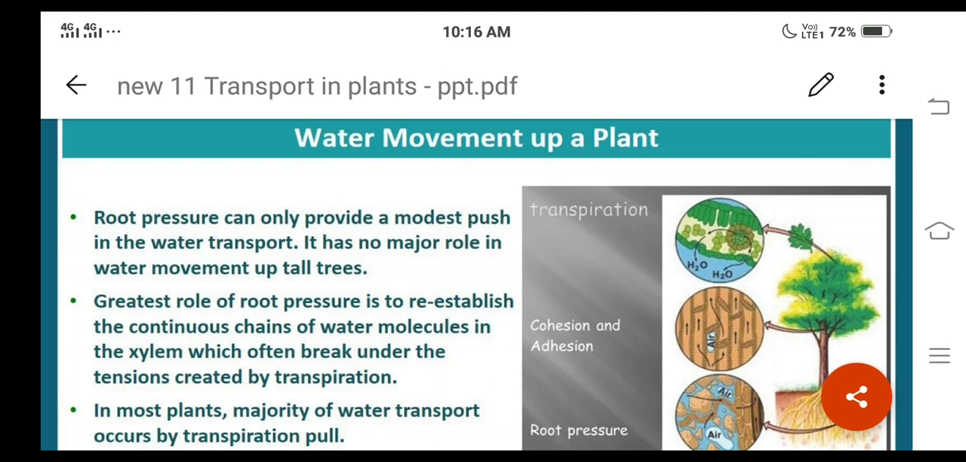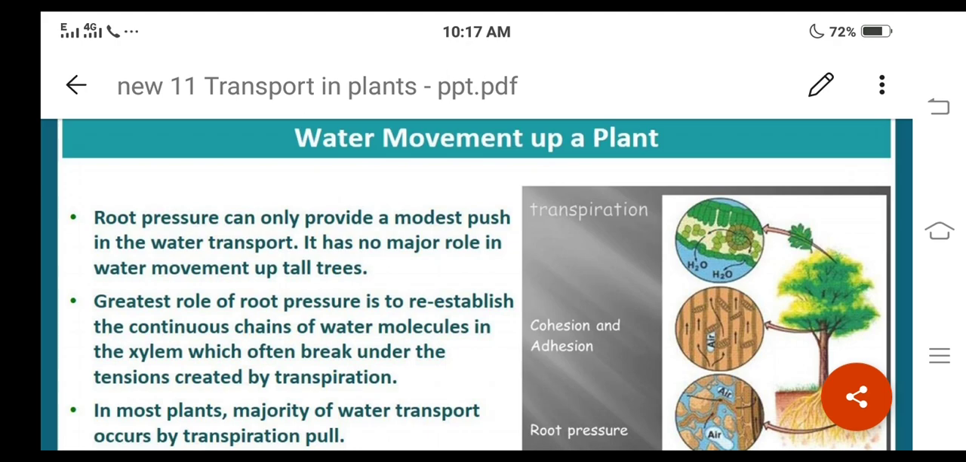But the greatest role of root pressure is to re-establish the continuous chains of water molecules in the xylem, right? Due to the root pressure, it helps to re-establish the continuous chains of water molecules in the xylem, because in the xylem, in the stem part, the water molecules will always be there, right? Which often break under the tensions created by the transpiration.